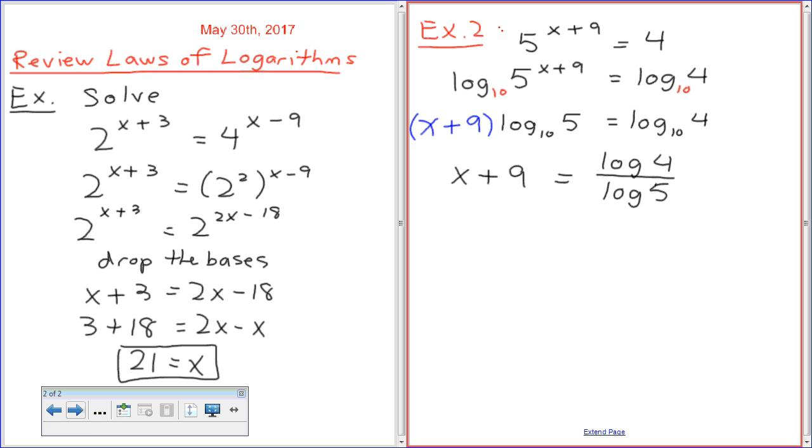So the nice thing is your calculator can solve that for me. And I got 0.86. Is that close to what people got? 0.86, I got. So x equals negative 8.14.